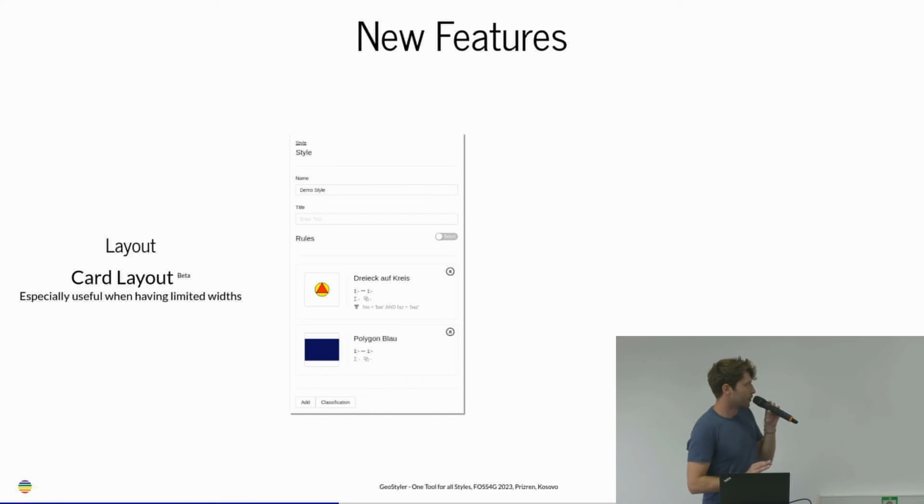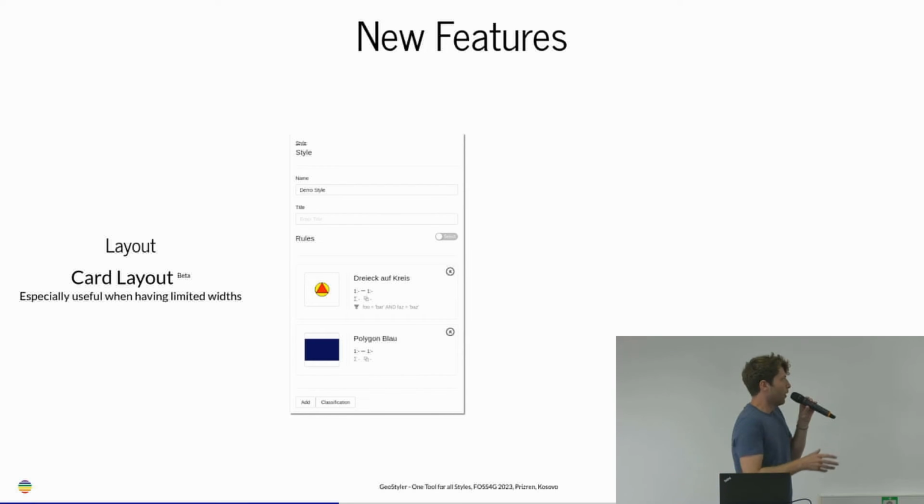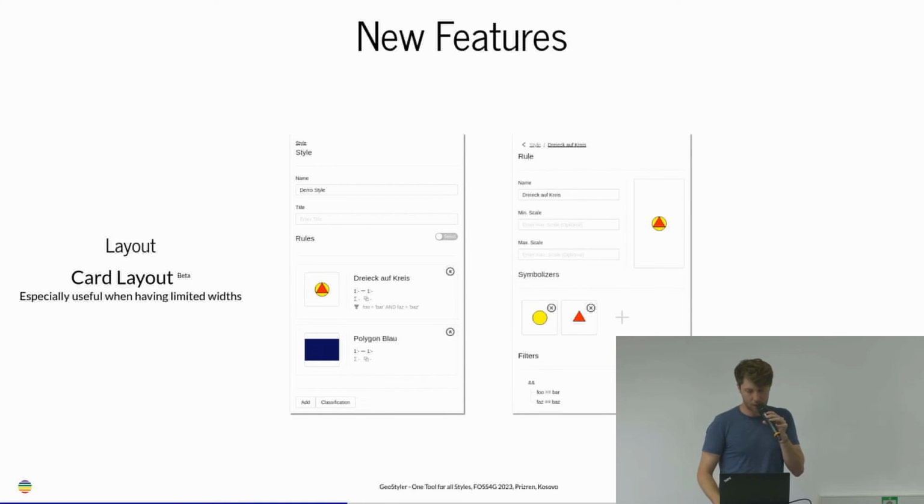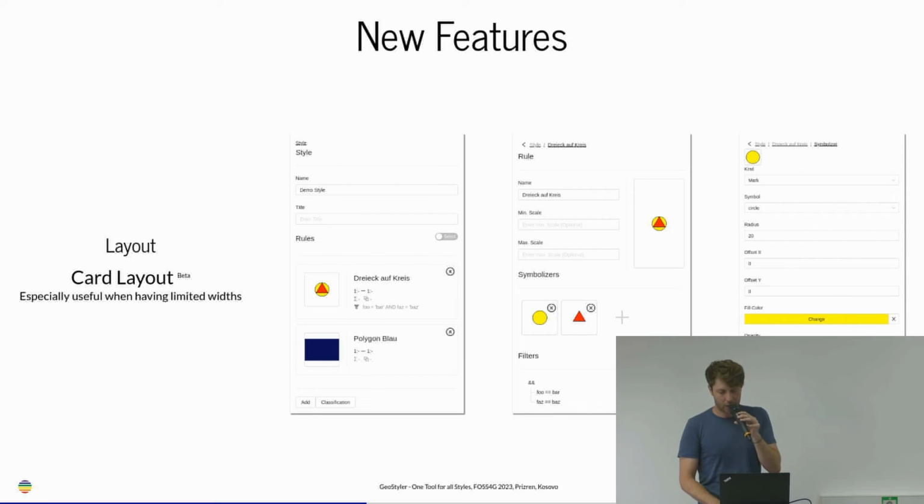So what you can see here is the overview of a style. You see the different rules and a preview of the different rules that apply. If you click on one of these rules, you get an overview of that single rule. So you can, for example, specify the scale denominators and specify the symbolizers and the filters. And then clicking on a symbolizer, you get to the editor where you can edit a specific symbology.